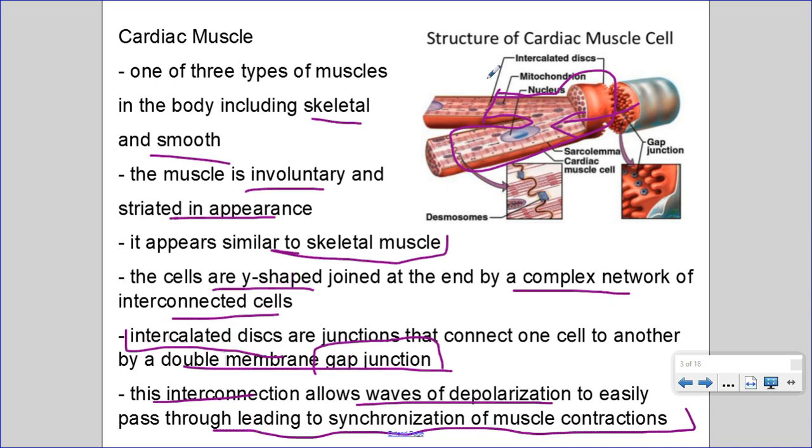So when these cardiac muscle cells contract, they need to contract as one. The gap junctions allow that to happen. And the fact that these cells are interconnected allows them to depolarize and contract in unison.